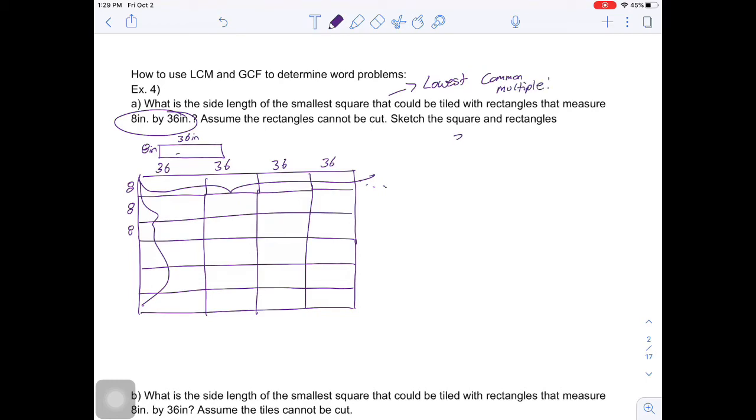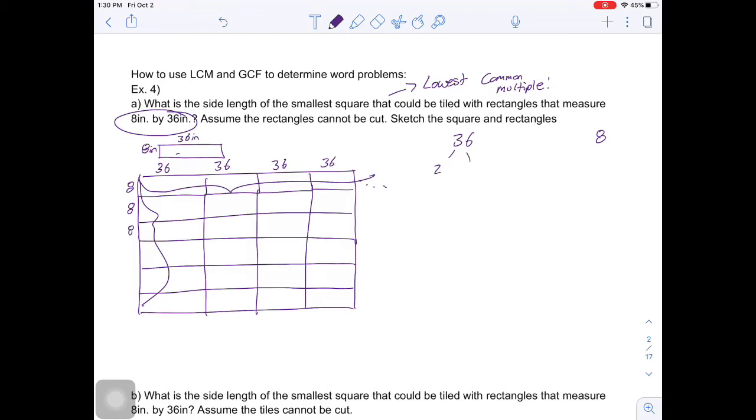Okay, so we're trying to find when 36, if we count up by 36s, is going to equal the same as counting up by 8s. So we have to find the lowest common multiple here. To find the lowest common multiple, we can use prime factorization.